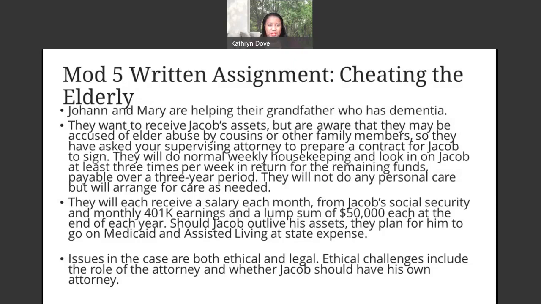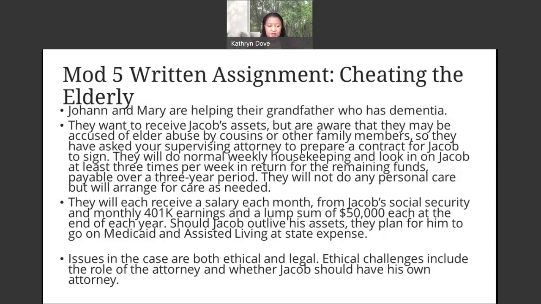Now, his grandchildren will do normal housekeeping and look in on him at least 3 times a week in return for the remaining funds that will be payable over a 3-year period. They will not do any personal care for their grandfather, but will arrange for care. Under their proposed contract, they want to receive a salary each month from his Social Security and his monthly 401k earnings, in a lump sum of $50,000 each at the end of the year. Should Jacob outlive his assets, they plan for him to go on Medicaid and assisted living at state expense.